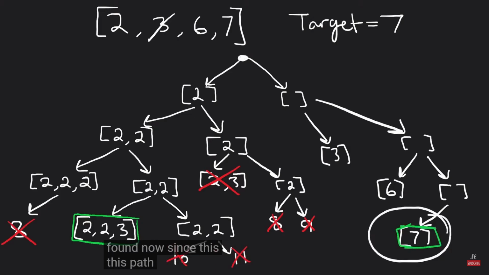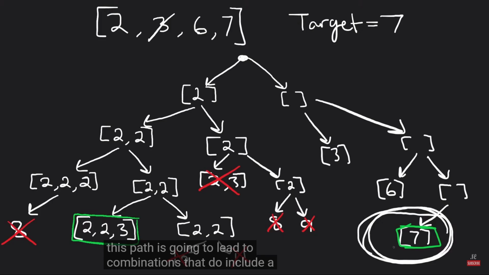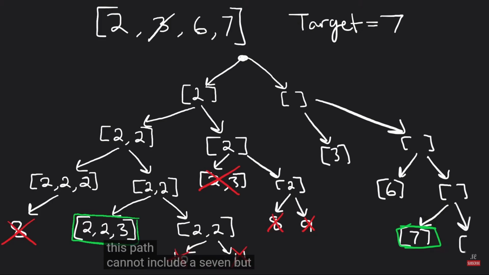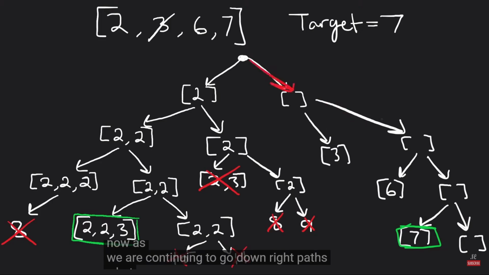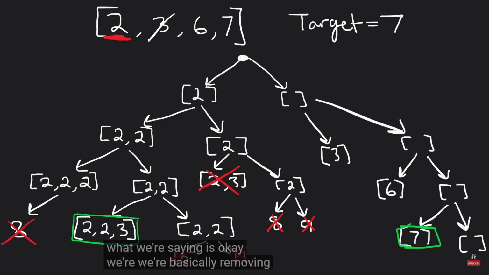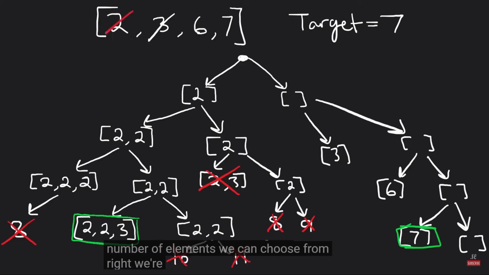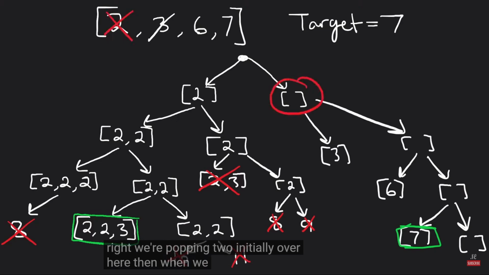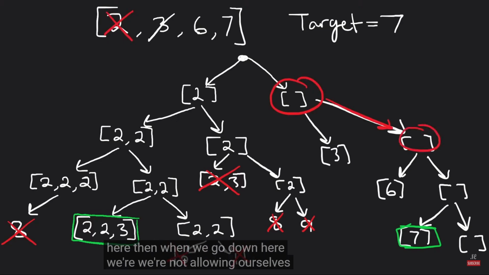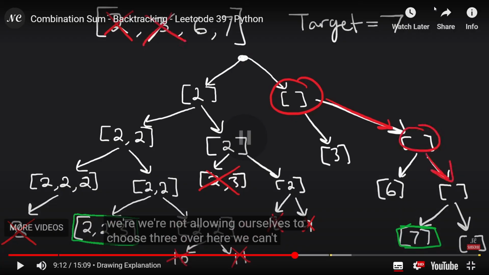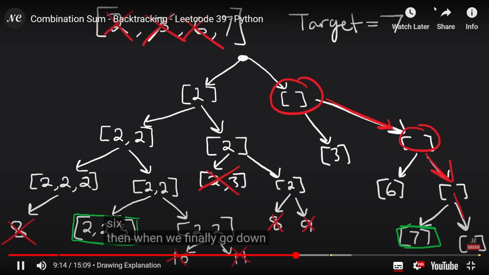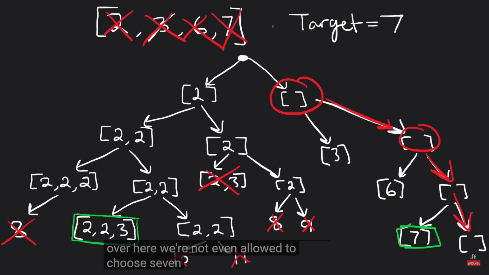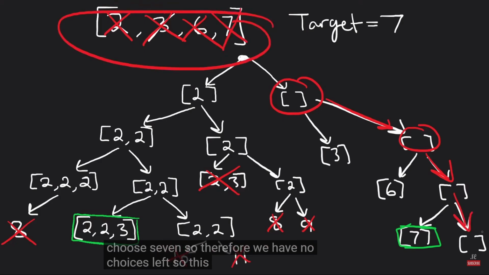Now, since this path is going to lead to combinations that do include a 7, this path cannot include a 7. But you notice how, as we continue to go down right paths, we're basically removing choices we can choose from. We're popping 2 initially over here. Then when we go down here, we're not allowing ourselves to choose 3. Over here, we can't choose 6. Then when we finally go down all the way over here, we're not even allowed to choose 7. So therefore, we have no choices left. So this is also going to be a base case because we ran out of elements.